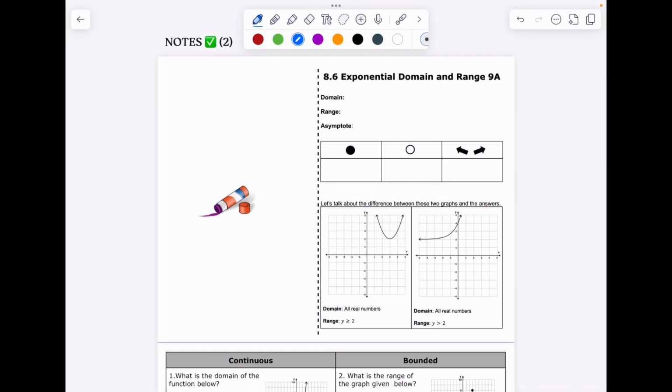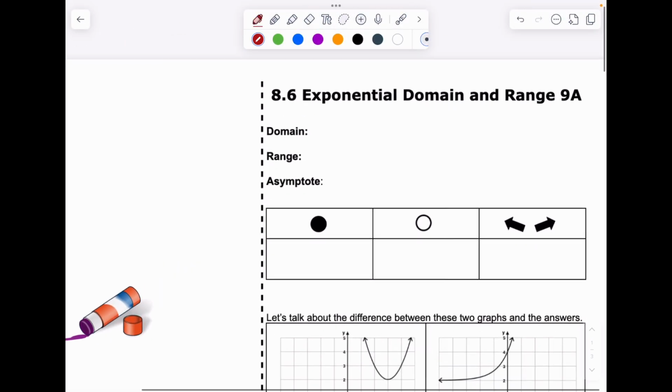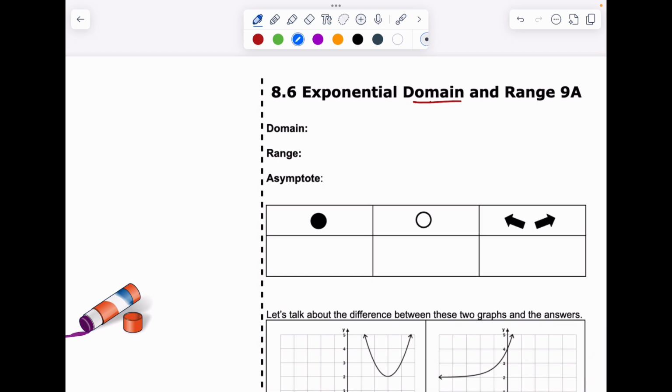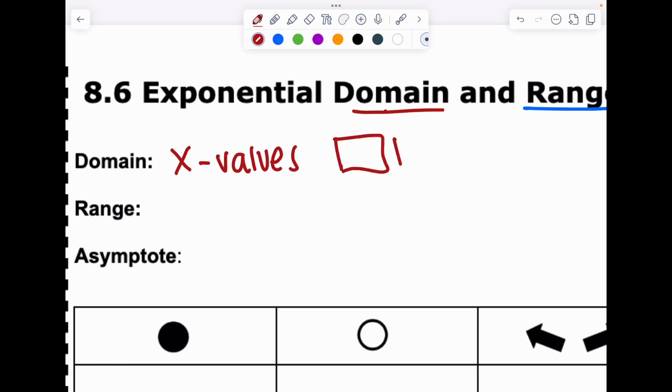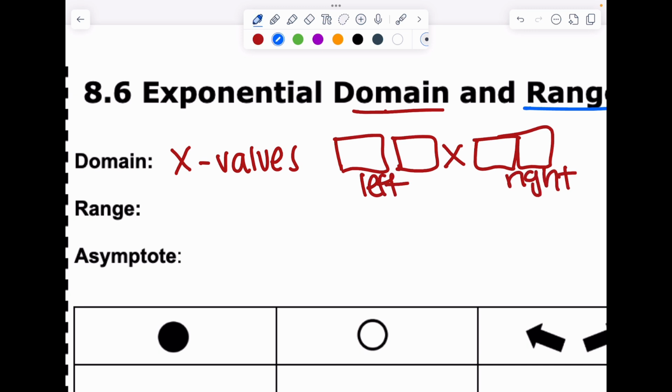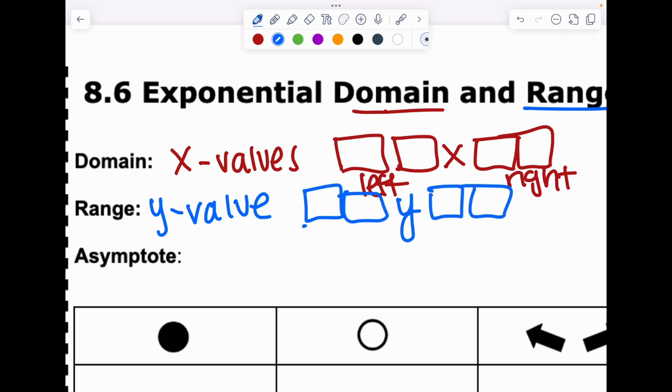Okay, today we're going to be going over domain and range of exponential functions. So domain is going to be your x values, which is box, box, x, box, box, left to right. Now, you have y values, your range, which is box, box, y, box, box, and that's low to high.